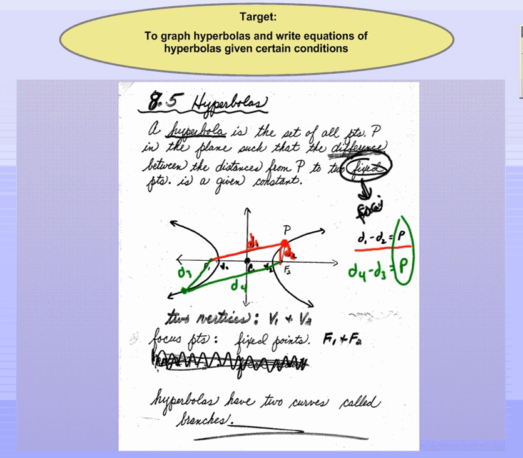There are two vertices to a hyperbola, one for each curve. There are two foci, one found inside of each curve, and the curves are actually called branches. We're going to refer to them as branches. Branches either go up or down or right or left.